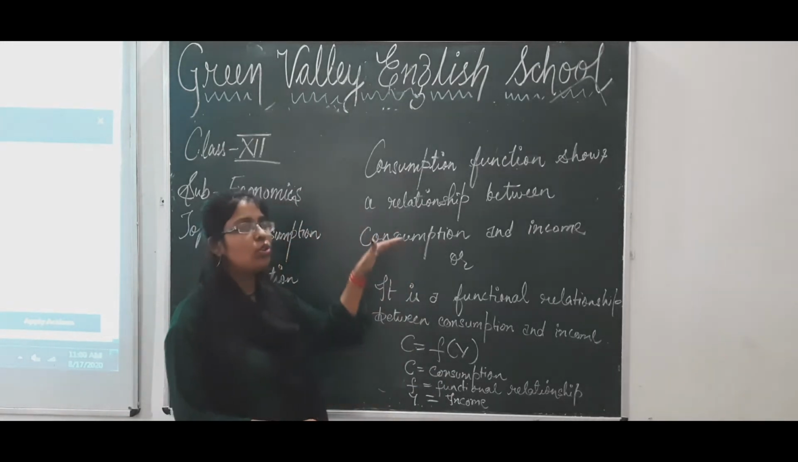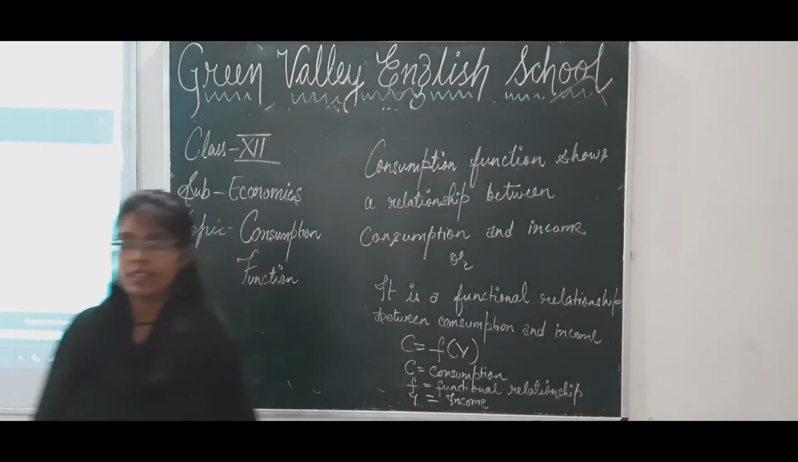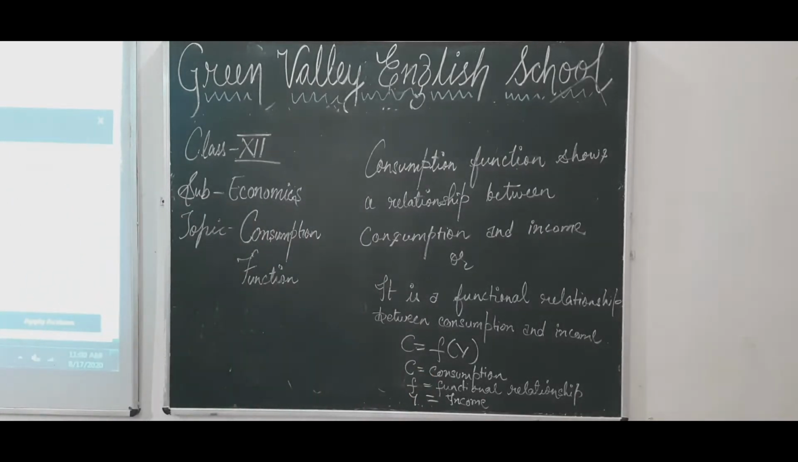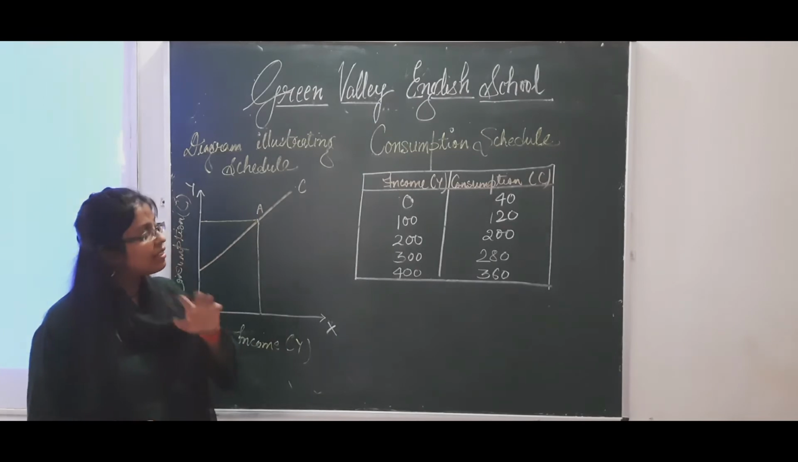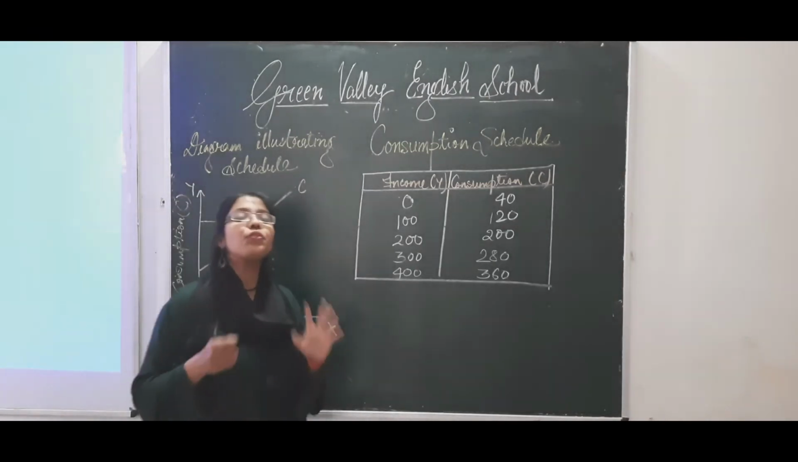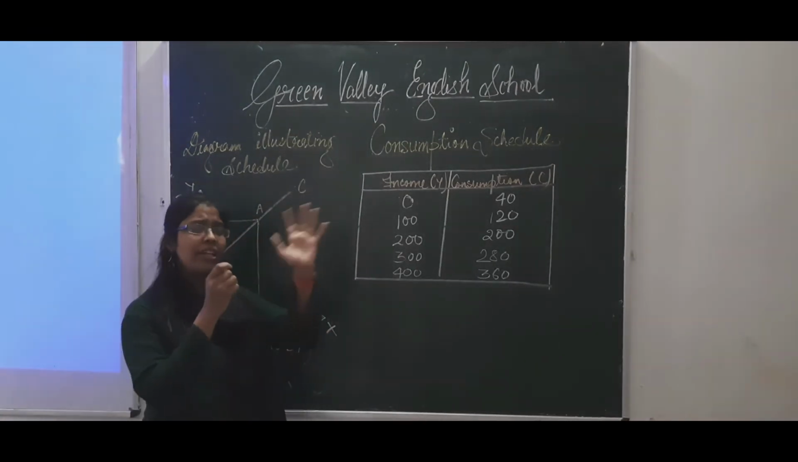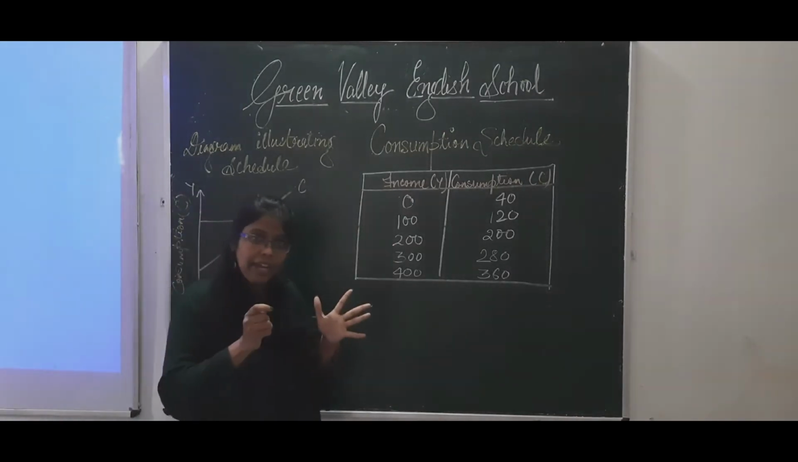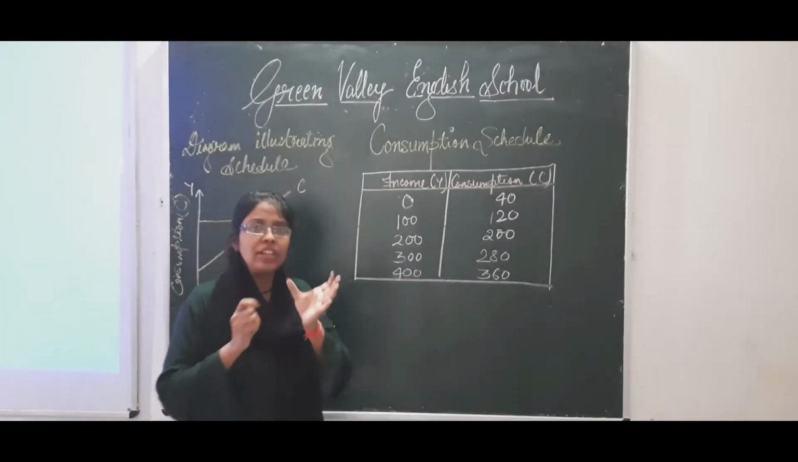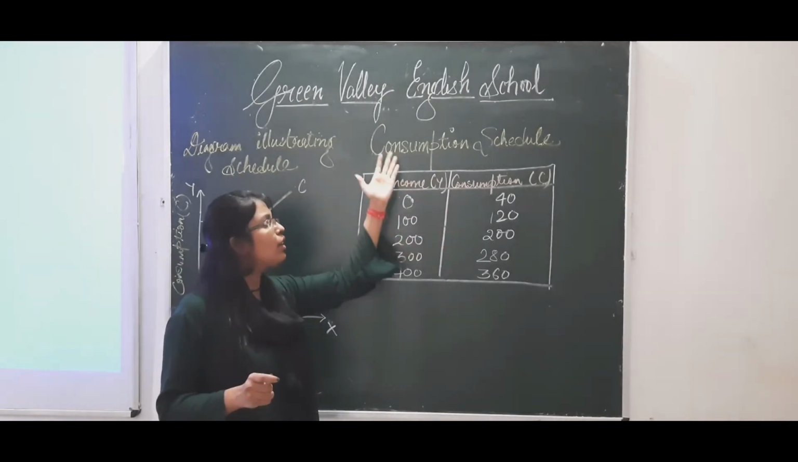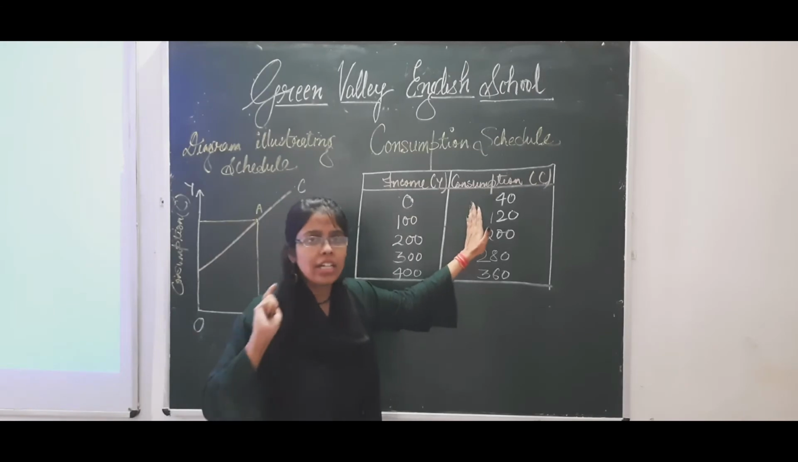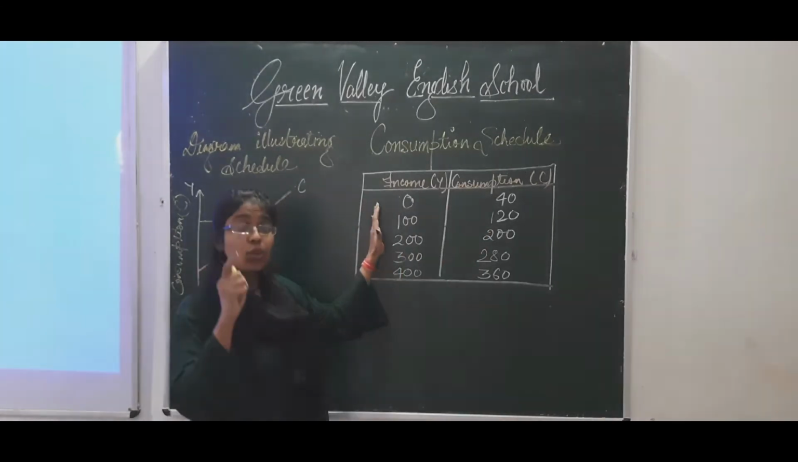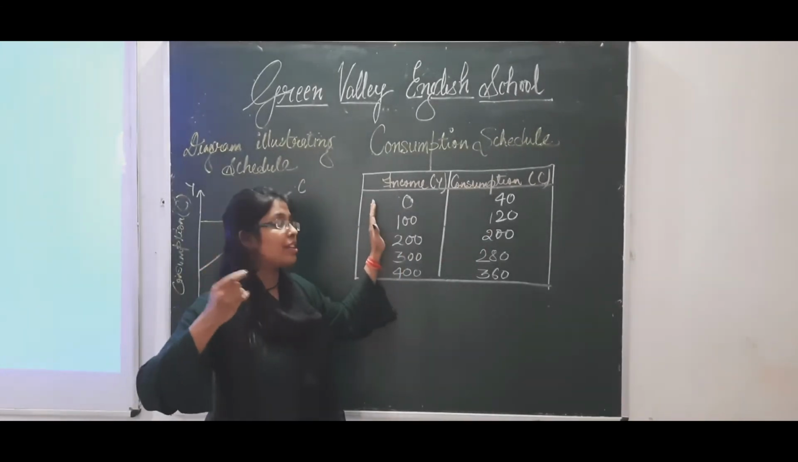I am back with the schedule and the diagram. Students, as I stated the definition of consumption function, it refers to the functional relation between income and consumption. The same you are going to see here. The schedule also says the same thing. Here we have income and here we have consumption, right students? So as I told, that is a functional relation between consumption and income.